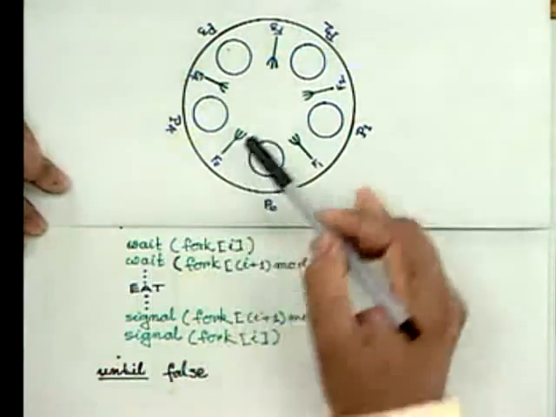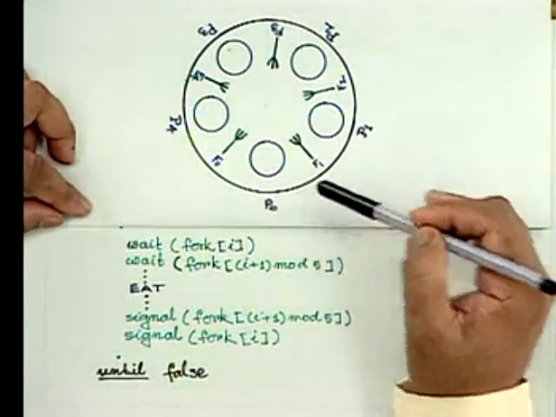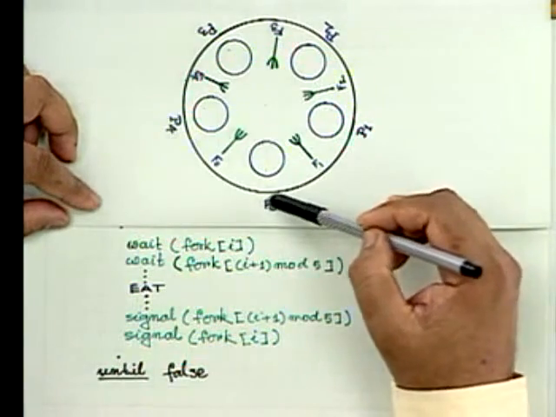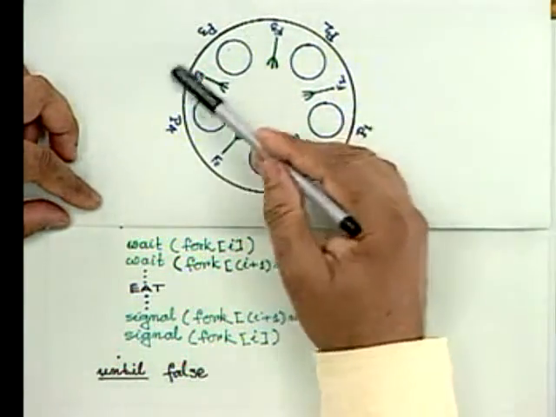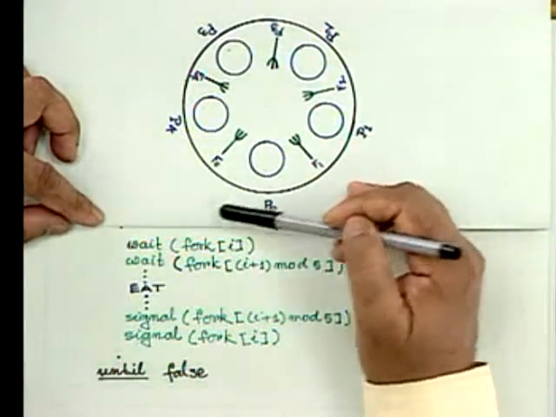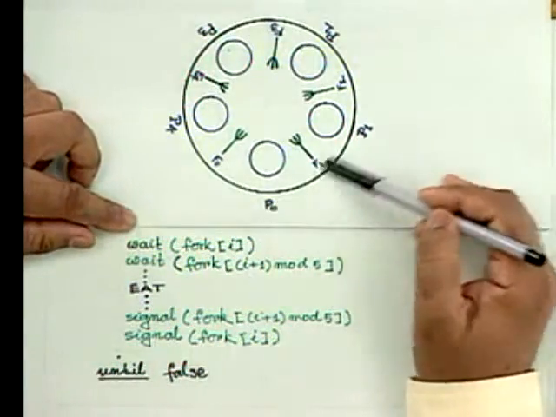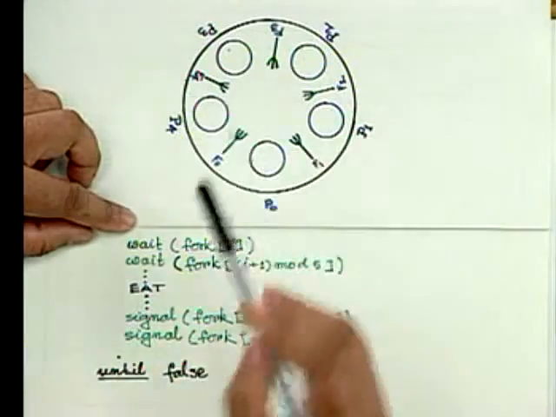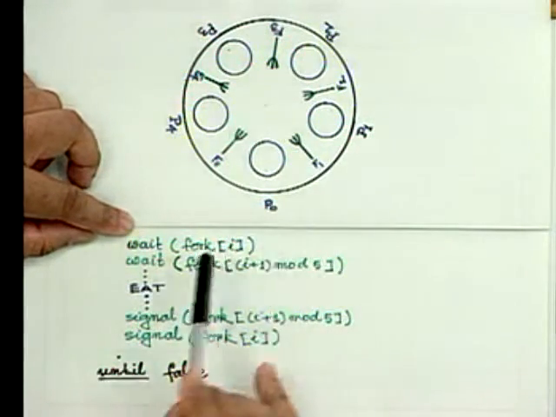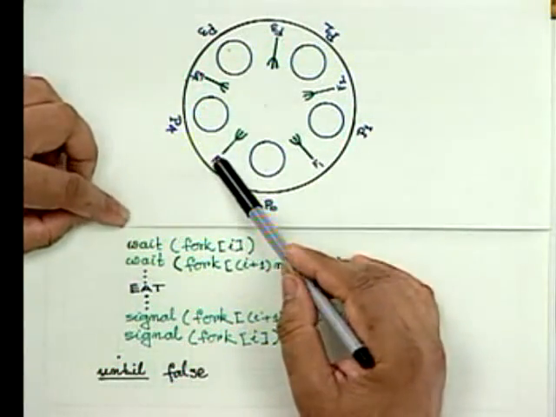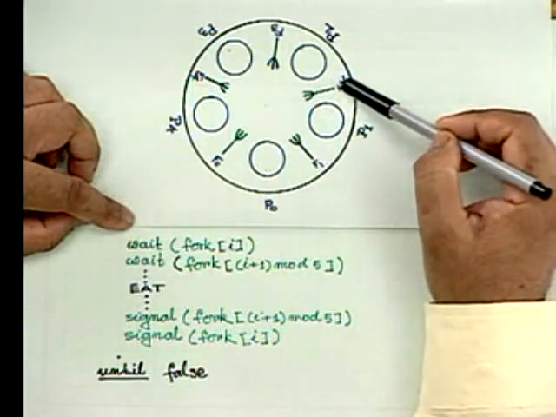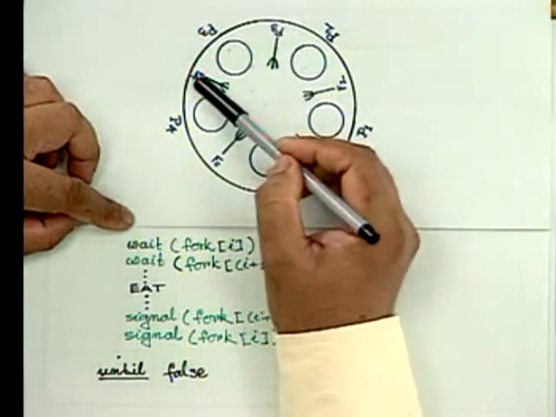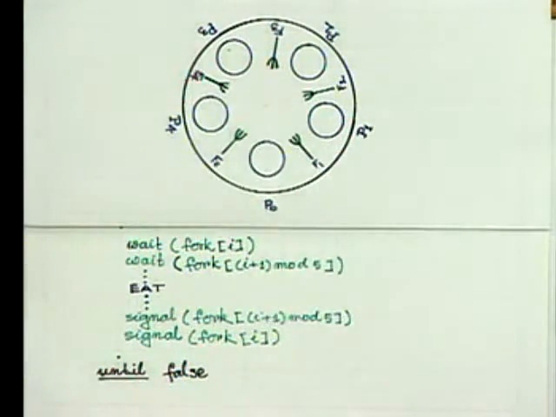Here is a philosopher, some philosopher, say P0. Now, assume that since P0, P1, P2, P3, and P4 are all concurrent processes, the situation may turn out that all of them execute this wait instruction simultaneously. That means P0 picks up F0, P1 picks up F1, P2 picks up F2, P3 picks up F3, and P4 picks up F4. All the philosophers have picked up their left fork. Now they are trying to get their right fork, and all of them are waiting for the right fork.